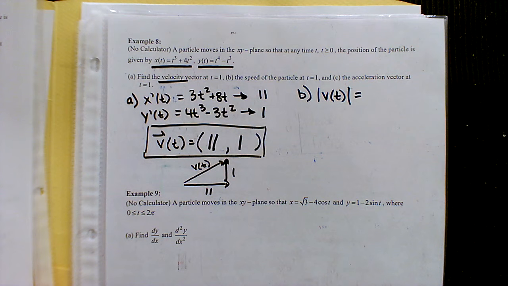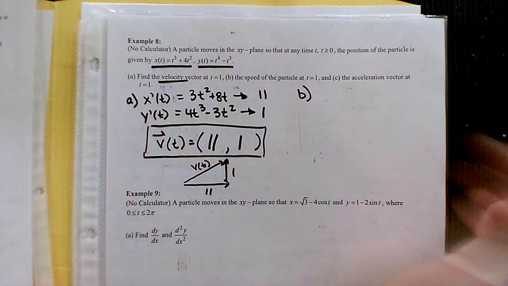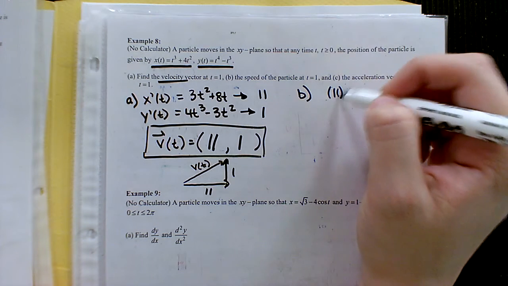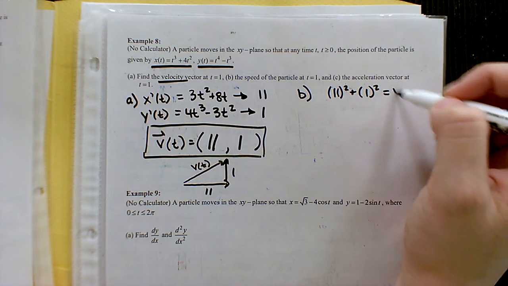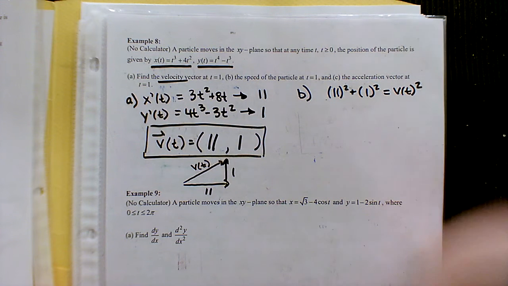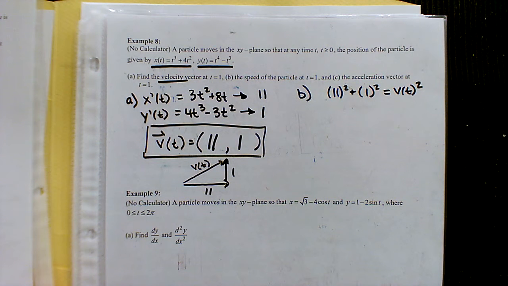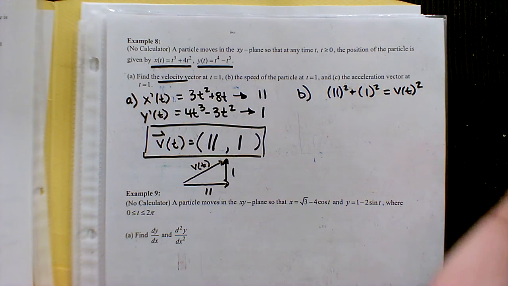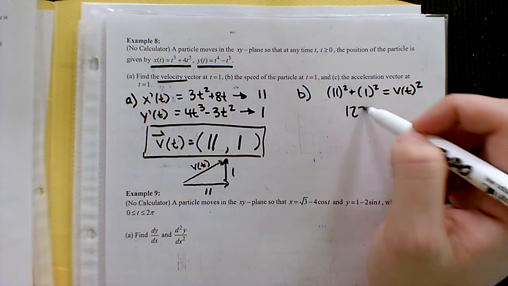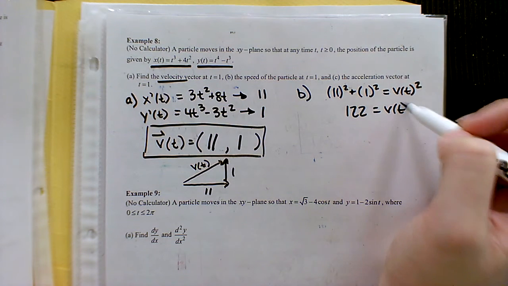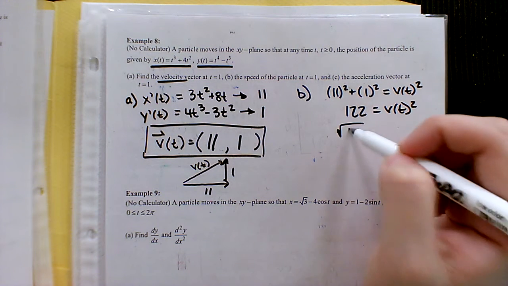So we're going to utilize the Pythagorean theorem. Maybe we'll do 11 squared plus 1 squared equals velocity squared. See, this would be 122 equals velocity squared, and then you can square root it.